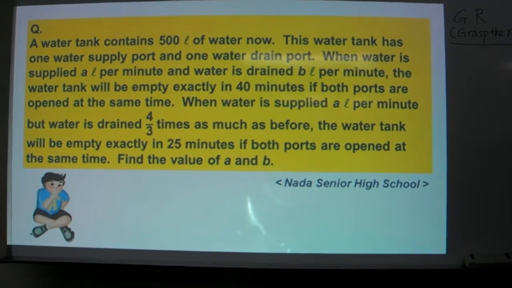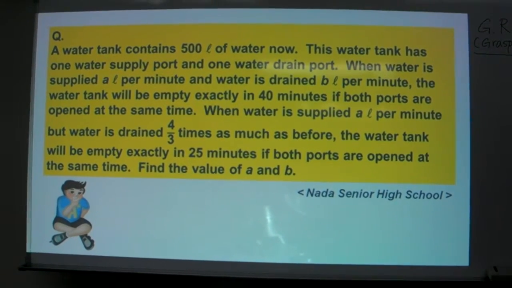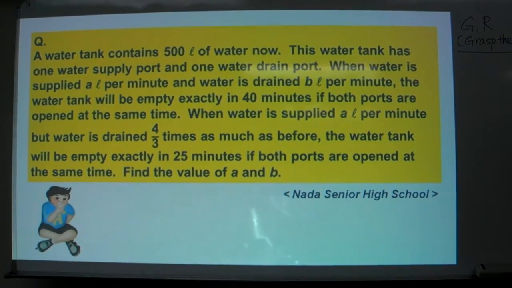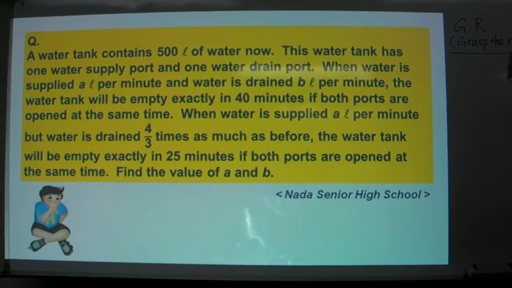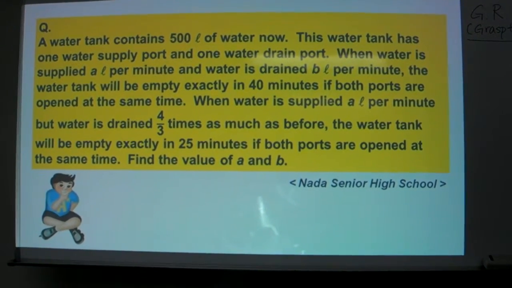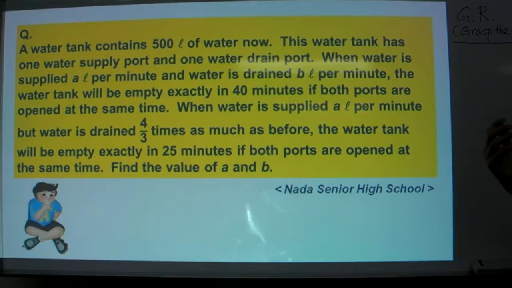Here is a water tank, a 500 liter tank. This tank has 2 ports. Okay? One is a supply port, where water will flow into the tank. The other one is a drain port, where the water will flow out.